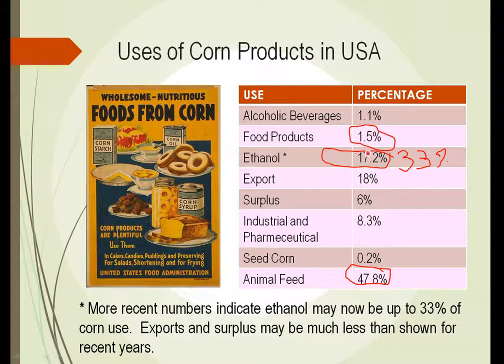So if this increases, where does it come from? Where do we get that extra corn to jump from 17% to 33%? Primarily from exports, surplus, and some from animal feed. This is making corn more expensive around the world, not just in the U.S., because we have less to export. There are other countries that don't grow as much as the U.S., so supply and demand increases the cost of corn.